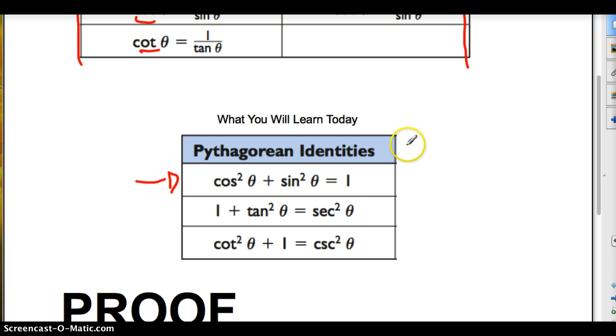Boom. All right, now these two we could ignore for now. We'll explain those more in class, but I just want to concentrate on this one. This is our main guy. Cosine squared theta plus sine squared theta equals 1. That's going to help us a bit today.